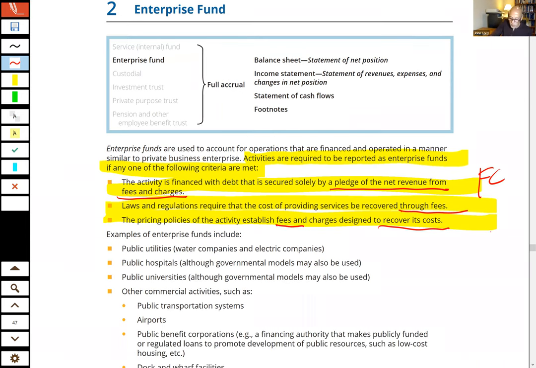A classic example is a water company or a hospital, although some hospitals are purely government hospitals, in which case they would use the governmental fund accounting that we talked about. But most of the time, hospitals are an enterprise fund in that the person receiving the service has to pay some amount, even though it may be a county hospital.